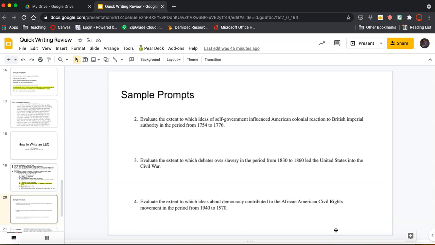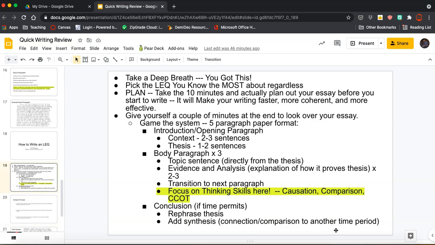Okay? So pick the one you know the most about, because they're looking for the skill, not necessarily the content. All right, plan. Take 5-10 minutes and really plan before you write. It will make your writing better, I promise you. Give a couple minutes at the end of everything to look over both your essays. And then write your 5-paragraph paper.